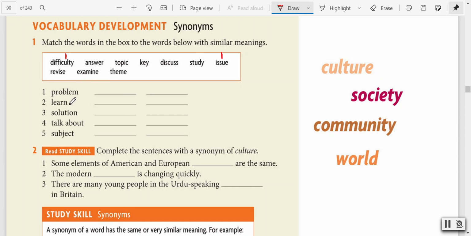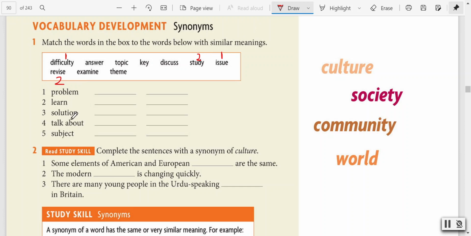For learn, number 2, learn it means study. Okay, learn it means study, and also we can use revise. Number 2, study and revise. They are synonym with learn.